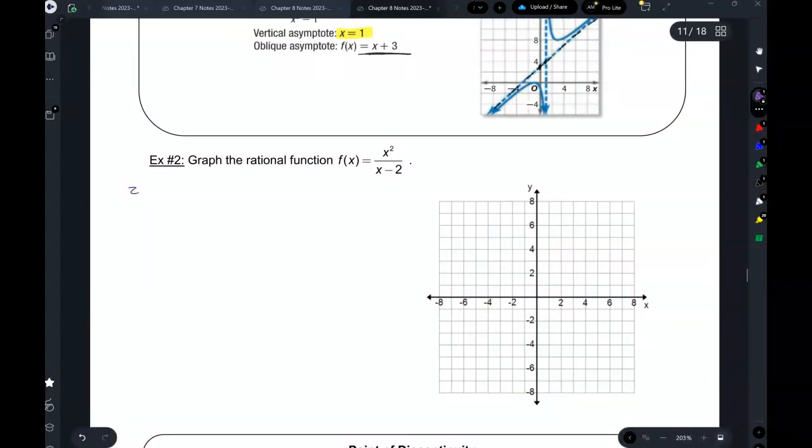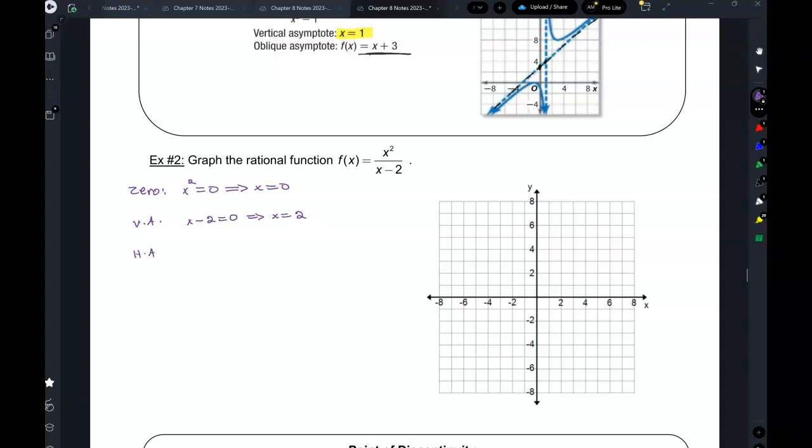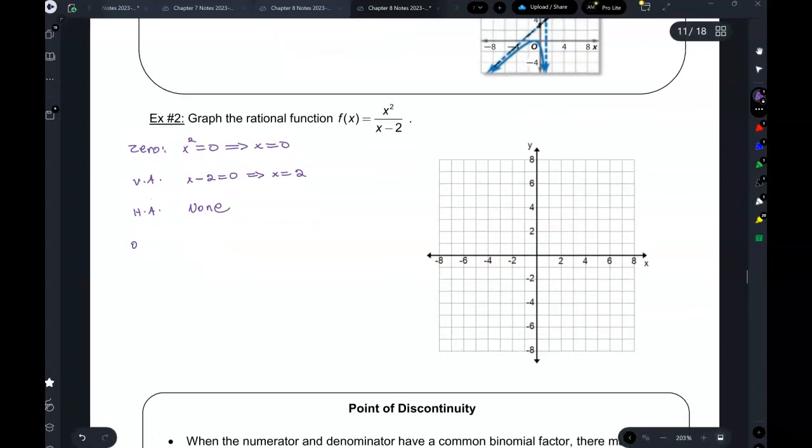Okay, so let's take a look at this one. The zero: x squared equals 0, so x equals 0. That's the vertical asymptote, easy peasy at this point. And x equals 2. Is there a horizontal asymptote? No, so we say none. You don't leave it blank. No horizontal asymptote because the numerator degree is higher, but there is an oblique asymptote.